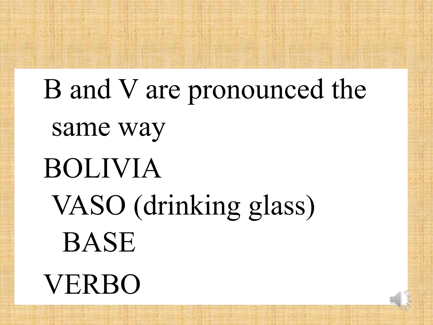The B and V are both pronounced the same way, and you expel a little less air than you do when you're saying them in English, so it's a softer sound when you pronounce the B and V. Bolivia, Bolivia. Vaso, vaso. Base, verbo, verbo. Bolivia, vaso, base, verbo.